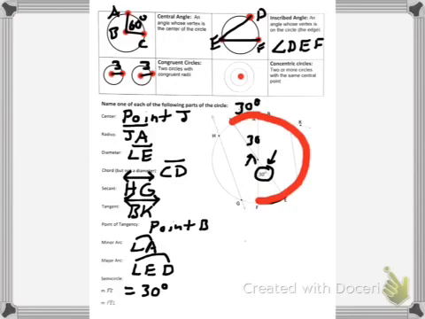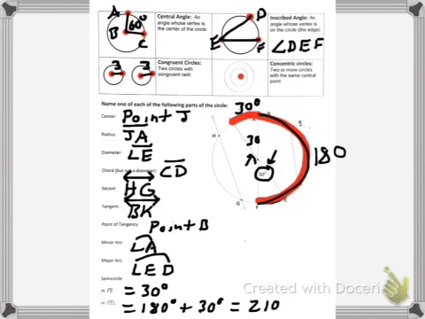Okay, we said that it was 180 degrees. This part right here was 180. So if I added 180 plus that 30, I would get that that whole major arc right there is 210 degrees. All right, that's it for Intro to Circles.